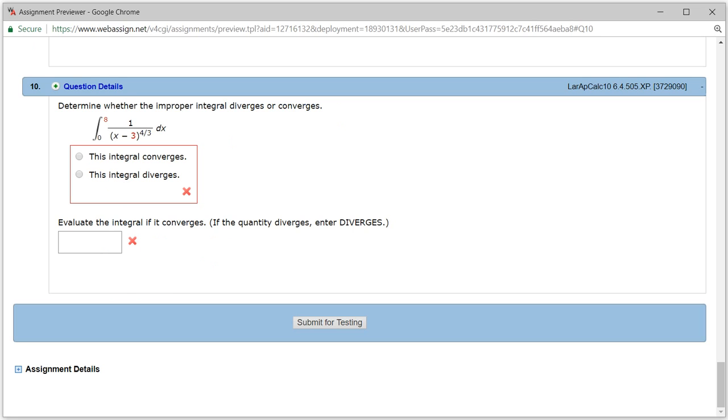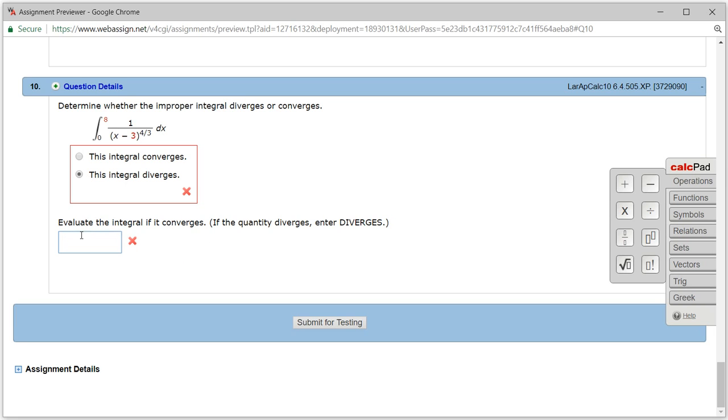So we can answer the question here. This integral diverges. If it diverges, we just have to spell "diverges." Let's check the answer.